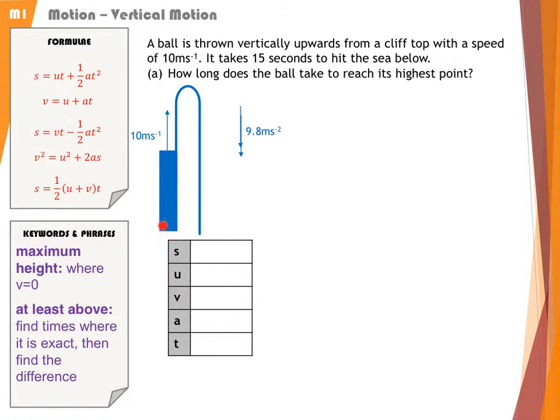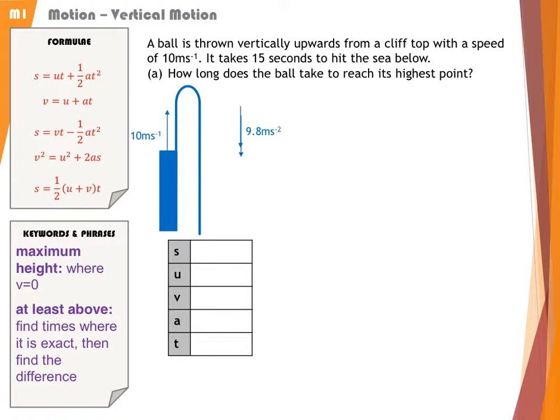Okay, so here's my very badly drawn cliff. I'm going to throw up the ball, it's going to get to its highest point, and then of course it's going to drop down again, as it would do if you've thrown a ball in the air recently as well. Okay, we've got some of the information on the diagram.